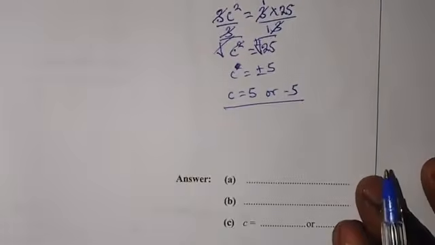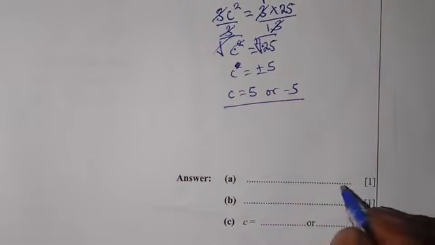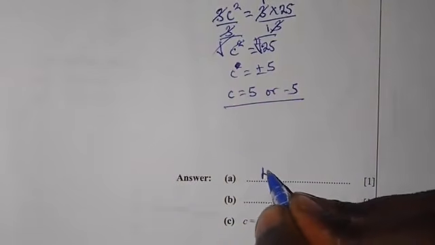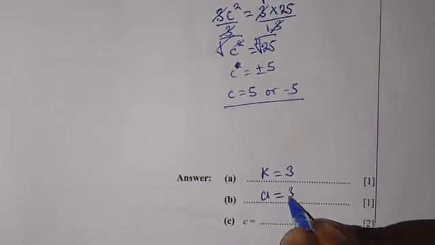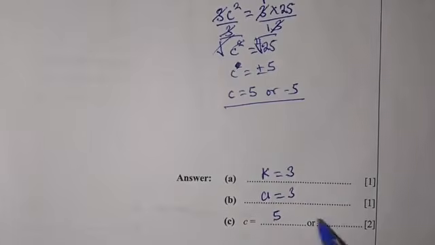Okay, so our answers here, the first one we are finding K. We said K is equal to 3. The second one was A is equal to 3. The last one, C is equal to 5 or C is equal to negative 5. We are done answering this question. So let us now move on.